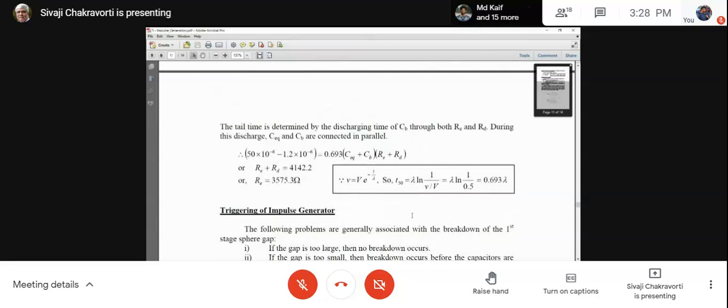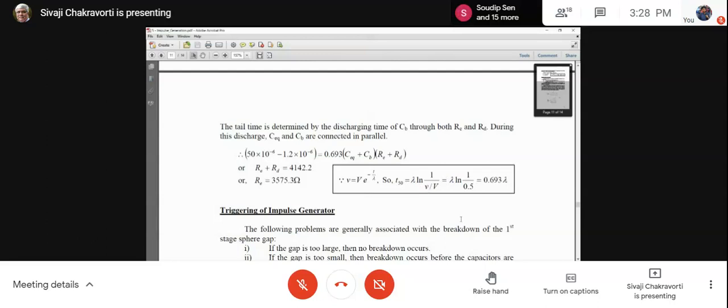Here V is the peak value, and we are going from the peak value to 50% of the peak value, because that is how tail time is defined. So we say this is T50, and small v by capital V is 0.5. So we get that T50 is 0.693 lambda. And lambda is the parallel combination of C multiplied by the series combination of R.